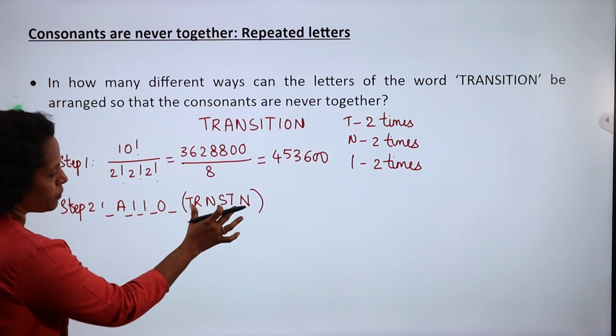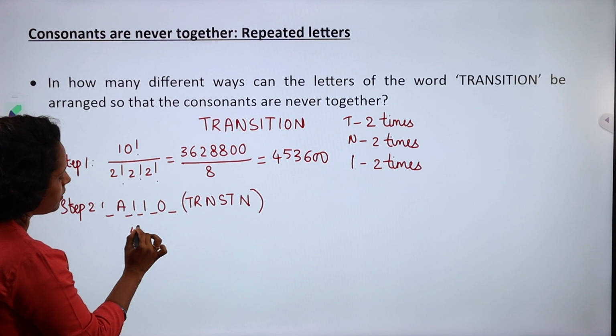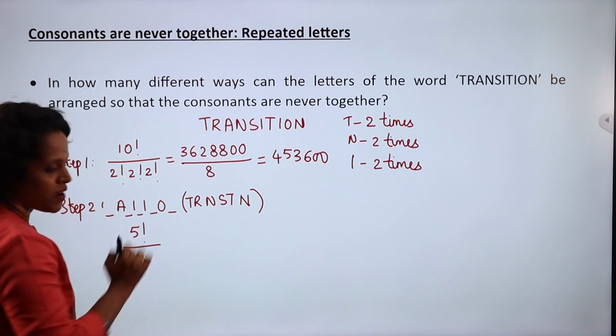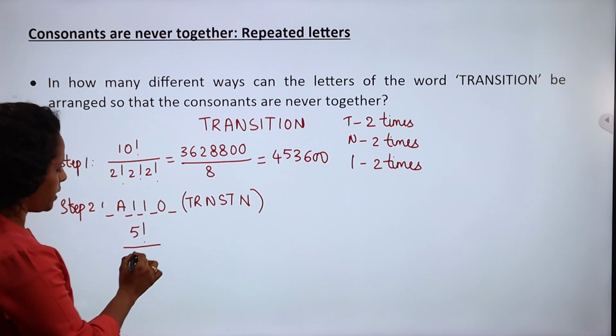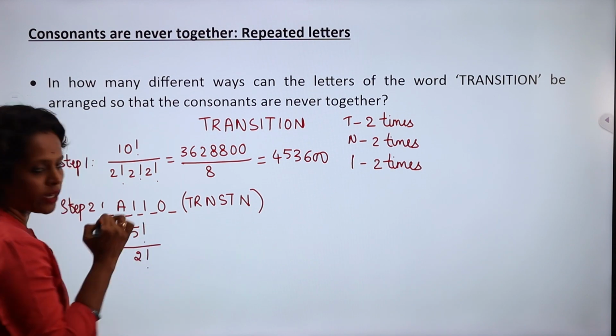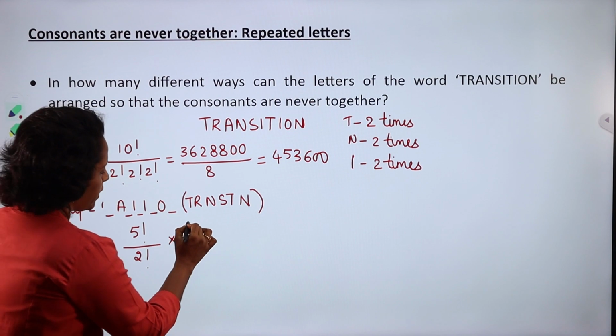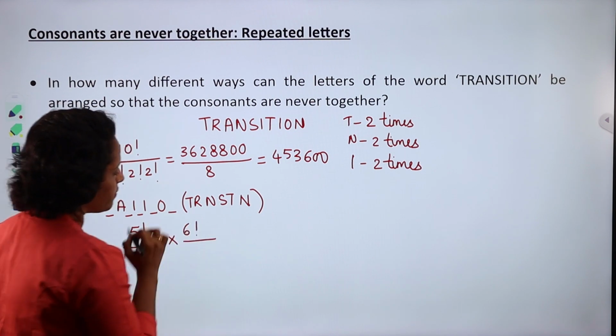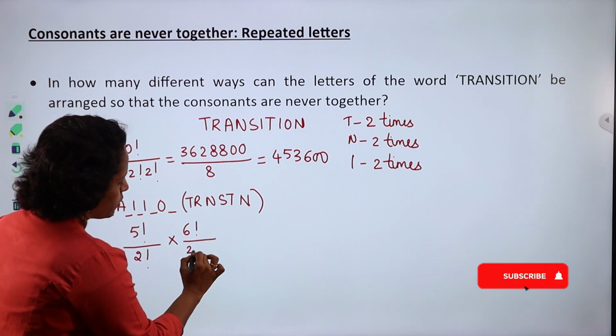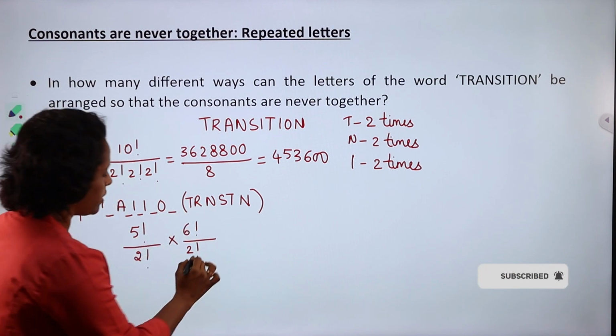In any of the 5 places, this set can be placed in 5 factorial ways divided by, here I is repeated twice, so 2 factorial, into these 6 letters can be arranged themselves in 6 factorial divided by T is repeated twice, N is repeated 2 times.